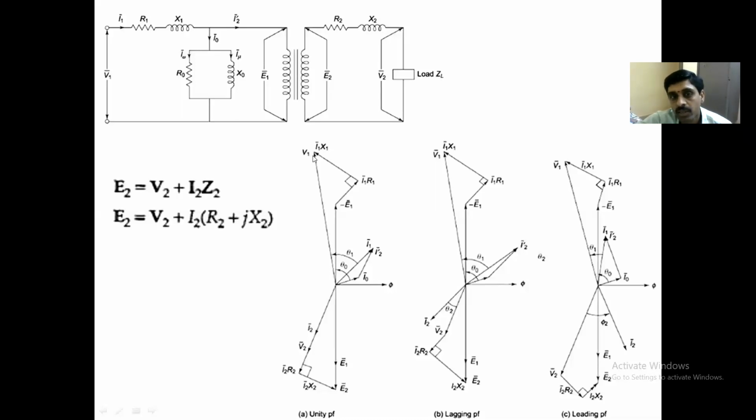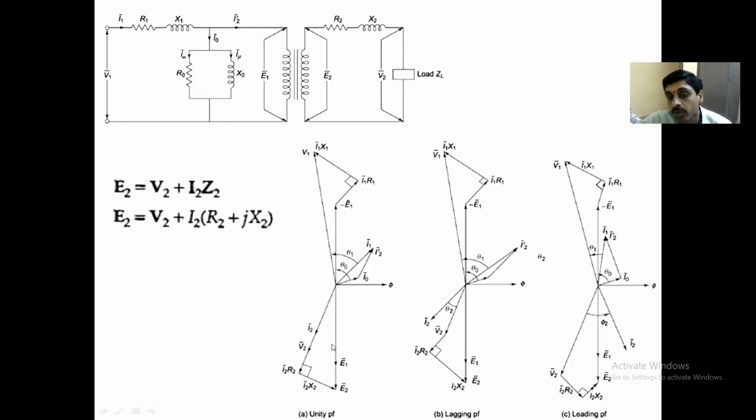We know that. So this is the condition under unity power factor. What is unity power factor? The current on the secondary side is in phase with the voltage. Here you see, this is the current I2 we are drawing, which is in phase with V2. On the other side, this is I2. What is the drop? I2 R2. At 90 degrees, I2 X2. Therefore, V2 plus I2 R2 plus j I2 X2 is equal to E2. We can write it like this. So there is an angle between V2 and E2.